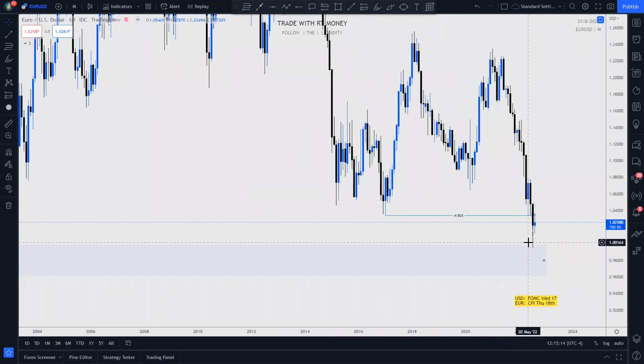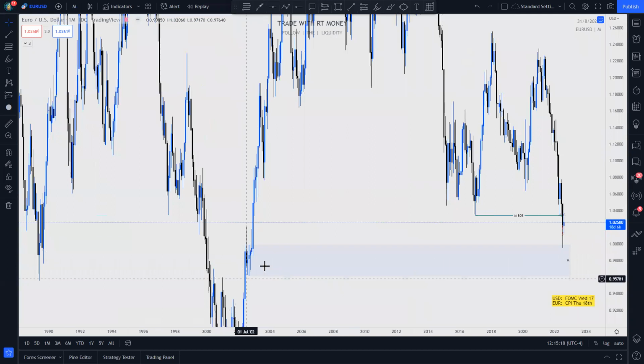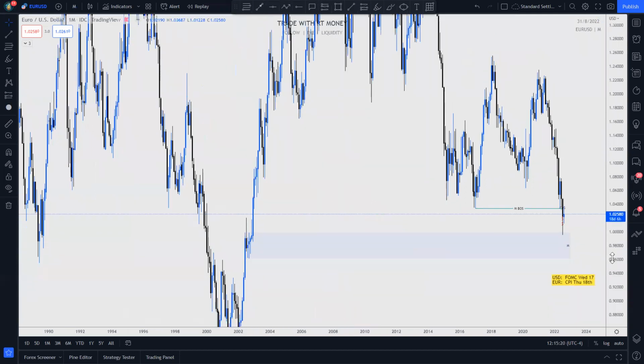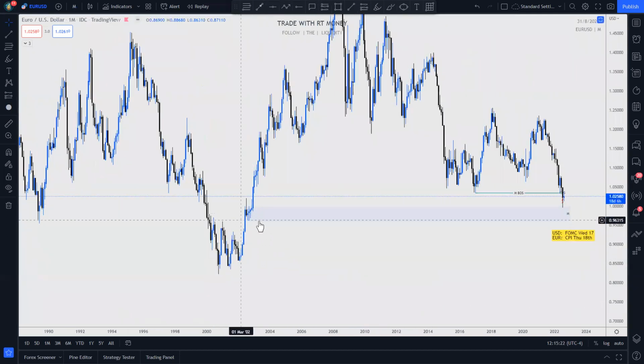Now, what are we reacting to? A monthly demand zone found here. This is how it looks from the macro view, and we expected a reaction from this zone. Doesn't mean that it's going to reverse and take out these highs and whatnot, but we expected some kind of reaction here. Now let's go to the weekly.